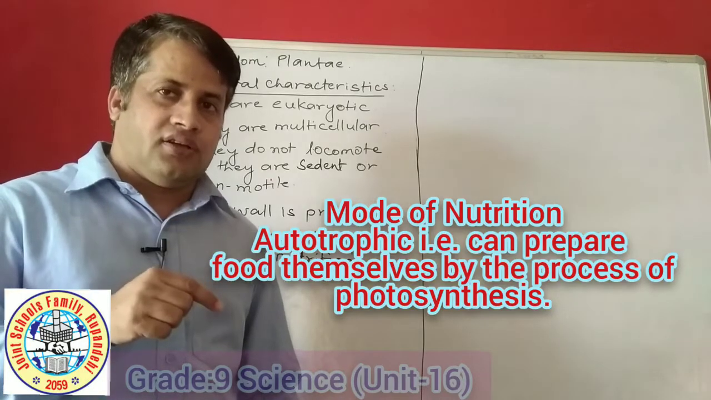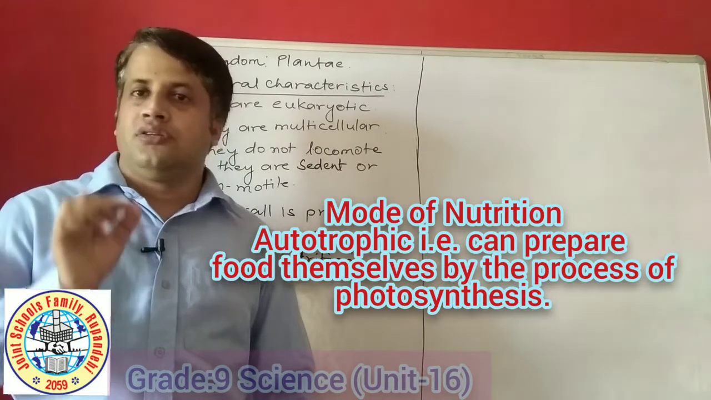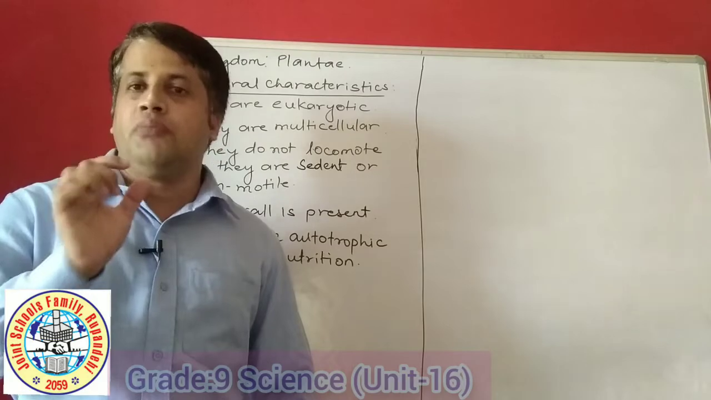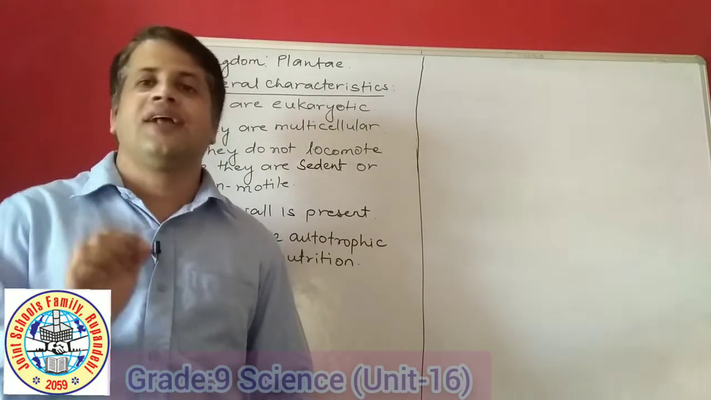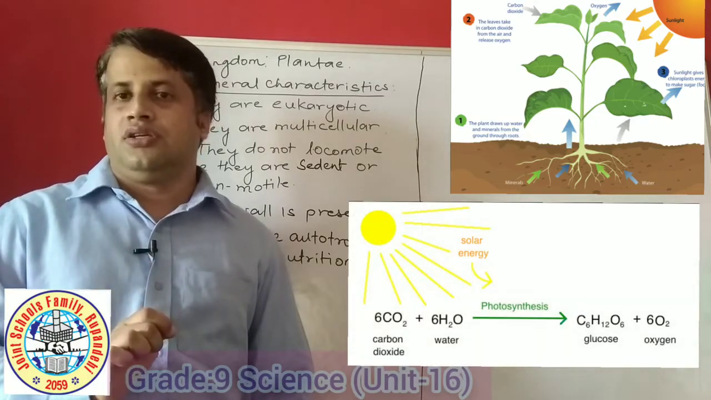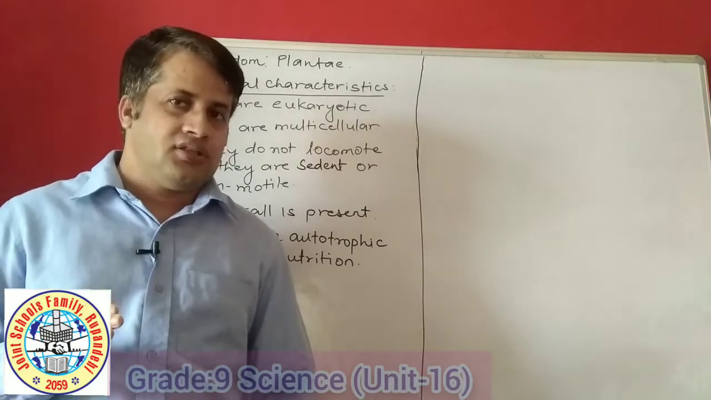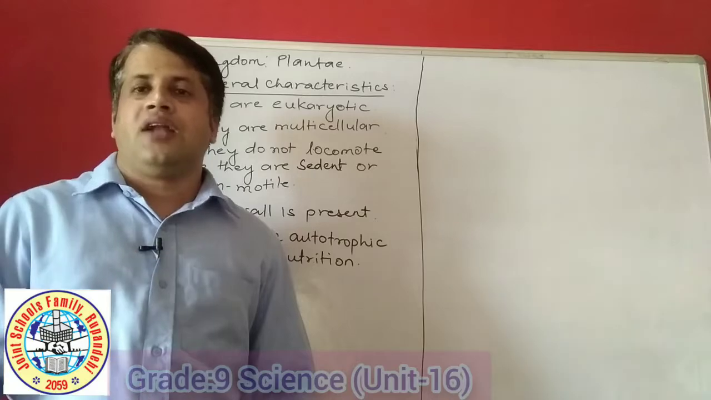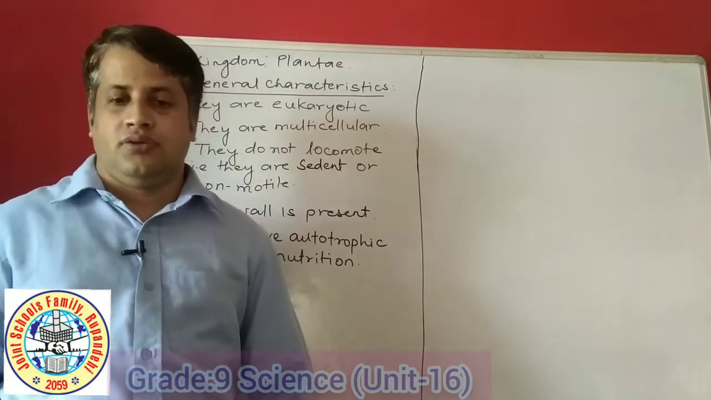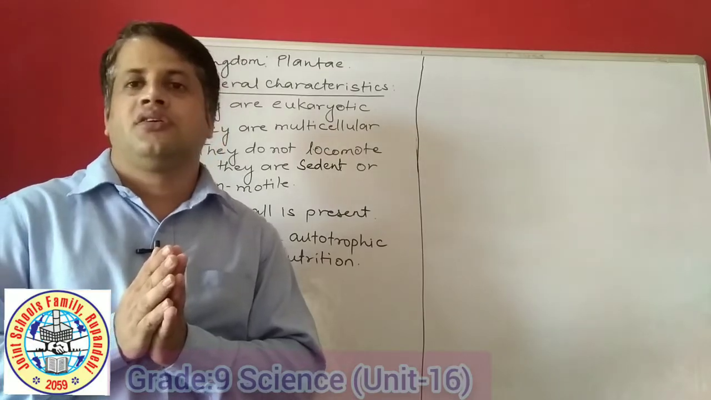This autotrophic characteristic is due to the presence of a special kind of cell organelle called a plastid, that is the chloroplast, which contains the green pigment called chlorophyll. This chlorophyll helps in the absorption of sunlight and converts that solar energy into glucose. This process by which the organisms of the plant kingdom prepare their food is known as photosynthesis.